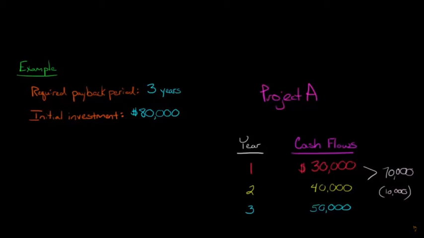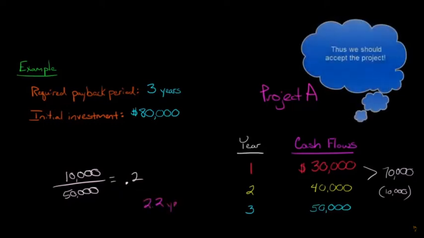So when we look at the $50,000 we receive in year 3, what we're going to do is take the $10,000 we need to break even as of year 3 and divide it by the $50,000 that we receive in year 3. That's going to give us 0.2. If you take 10,000 divided by 50,000, that's 0.2. And so the actual payback period for this project is going to be 2.2 years.